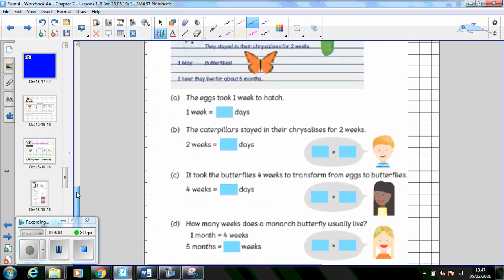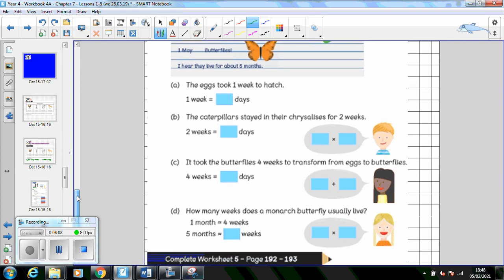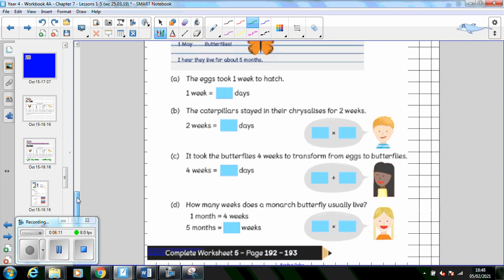It took the butterflies 4 weeks to transform from eggs to butterflies. 4 weeks is equal to how many days? We've worked out 2 weeks already, so we could just add that together 2 times. How many weeks does a monarch butterfly usually live? 1 month equals 4 weeks. If it's 5 months, how many weeks would that be?